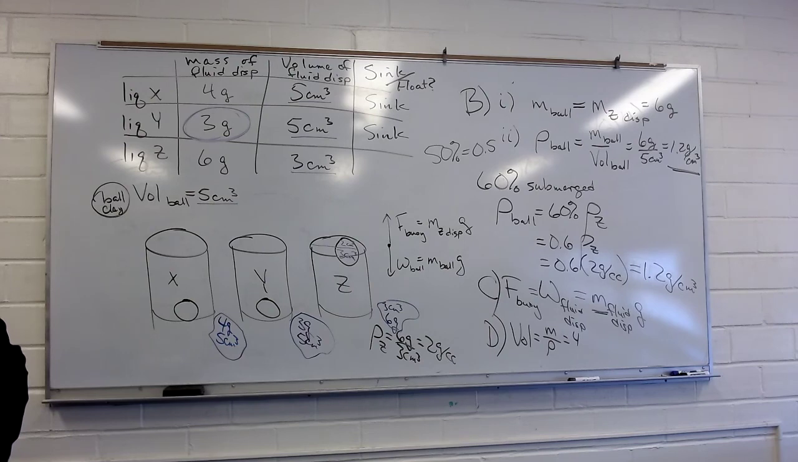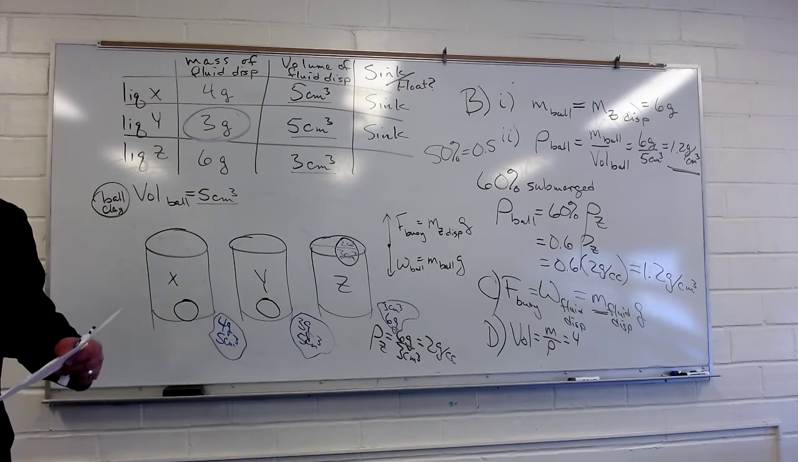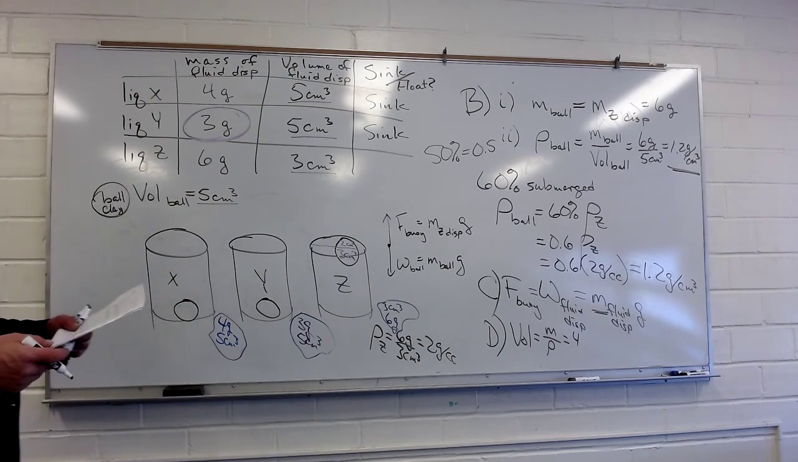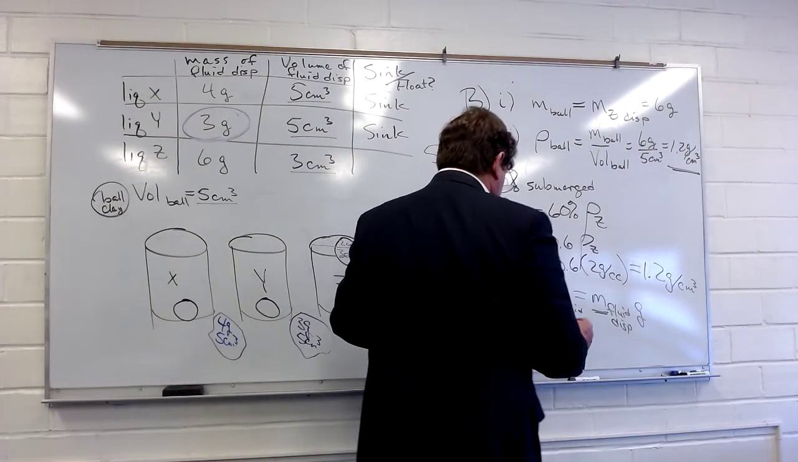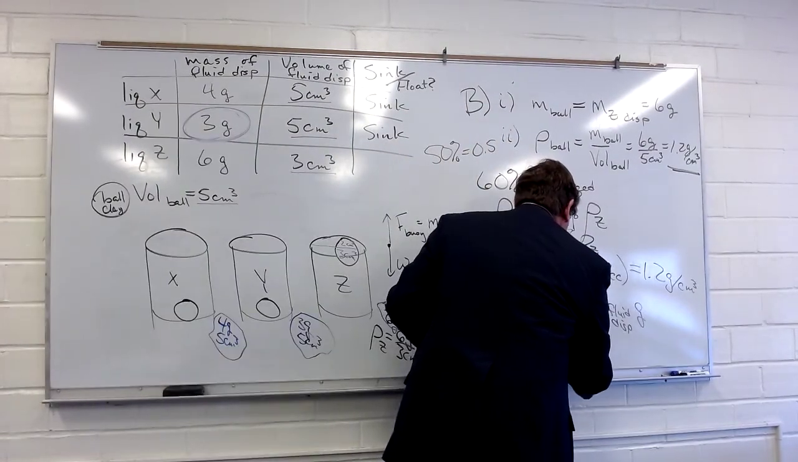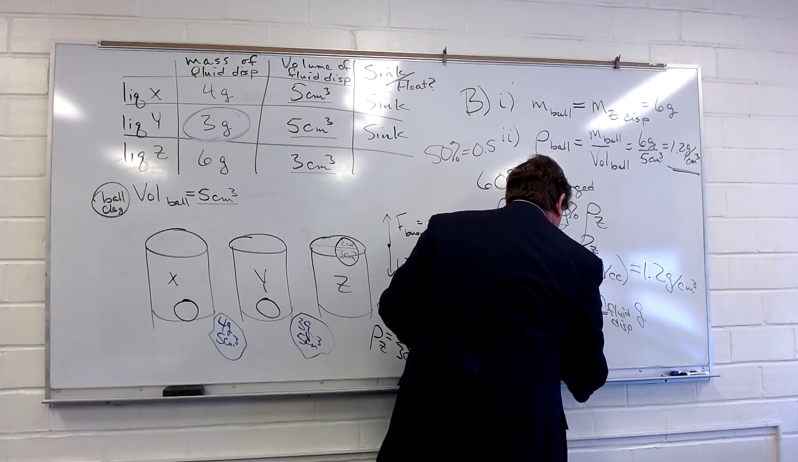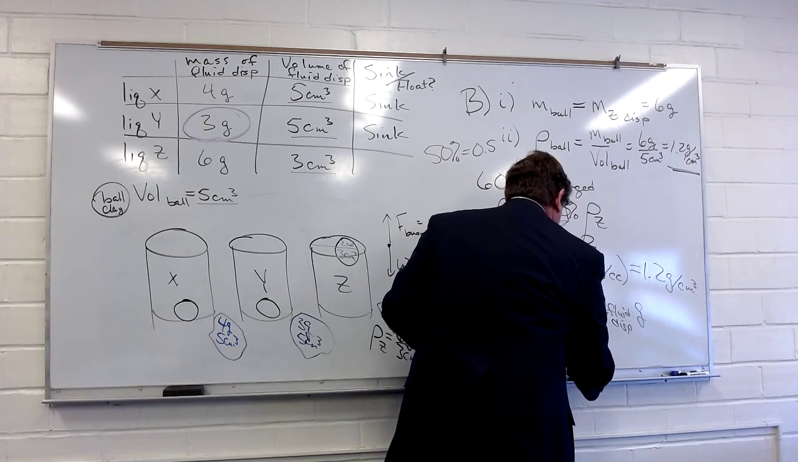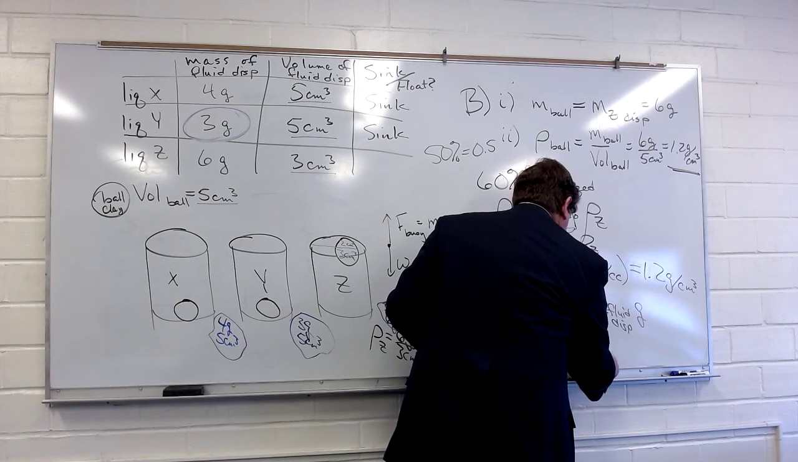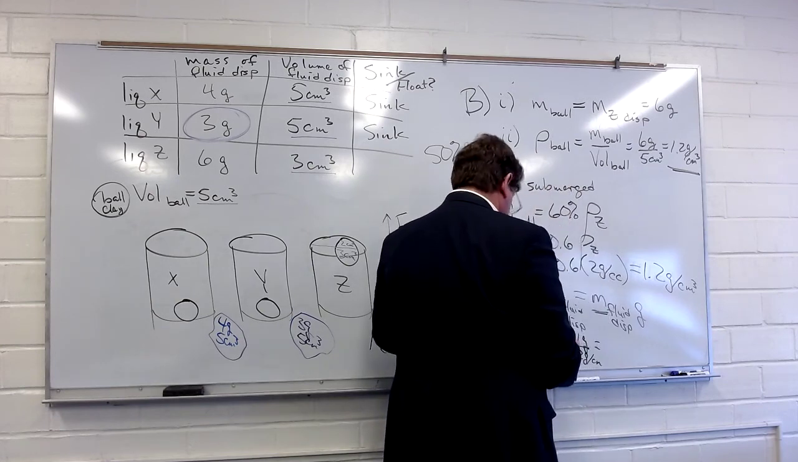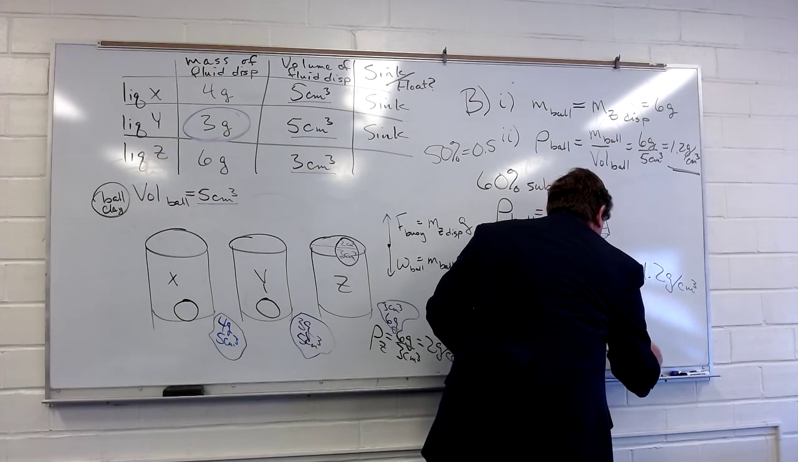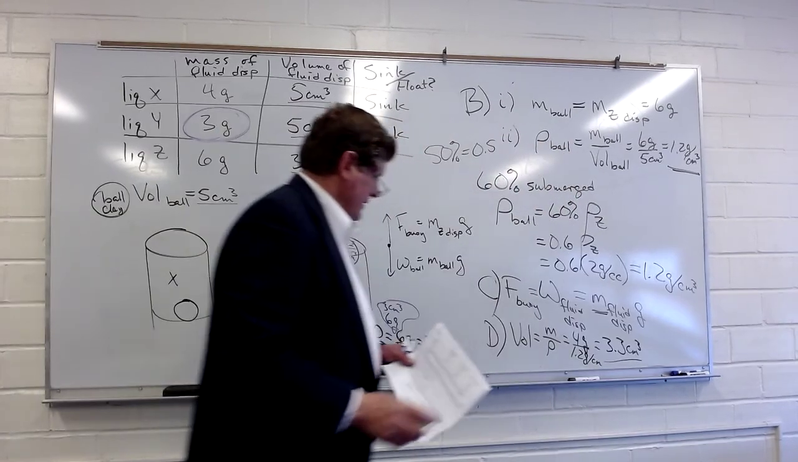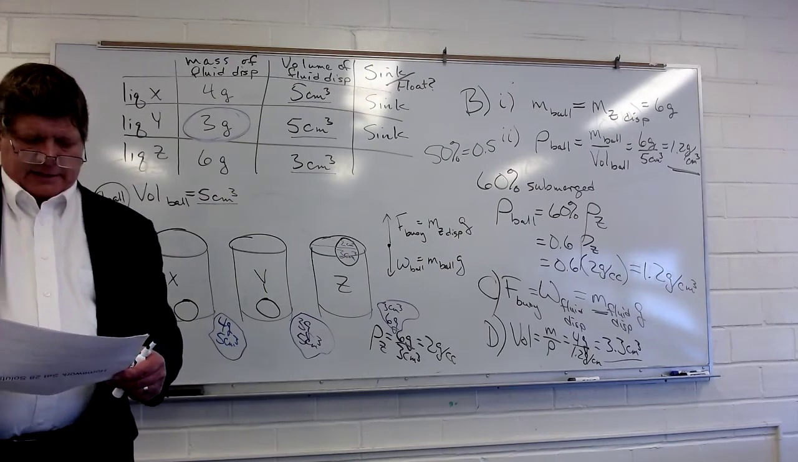To increase the mass of the ball by 4 grams. Okay, so we want to add 4 grams, and that is a density of 1.2 grams per centimeter cubed, and that's going to give me 3.3 centimeters cubed. Sorry for the delay there. I lost my place.